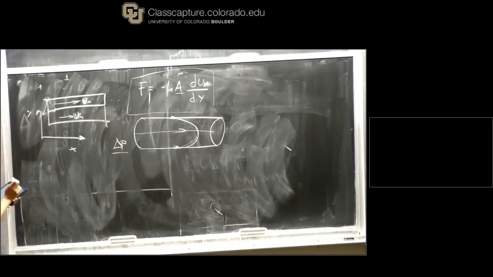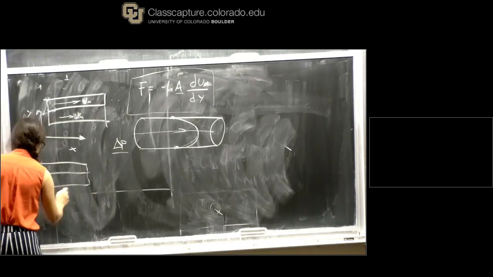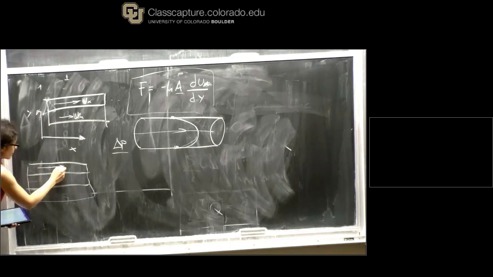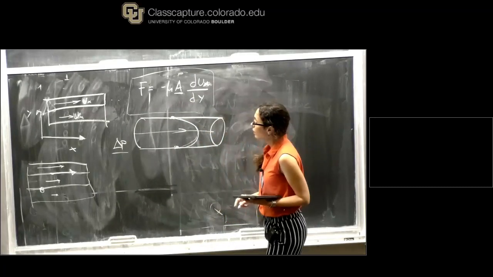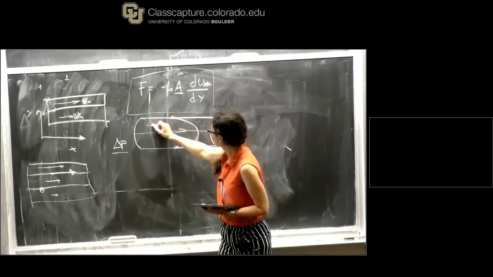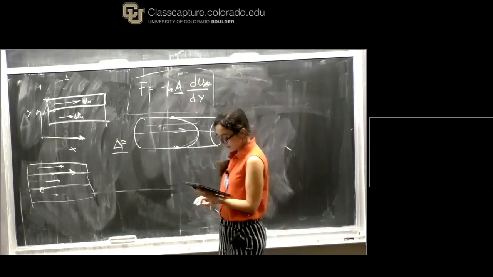You can look at the details in the notes because I'm running out of time, but basically the way to do it is to consider that you have this layer here, and this layer is in a way pulled by the layer at the top, but then dragged behind by the layer at the bottom. So you calculate these two forces, and then you subtract them. And then you have to keep track of the fact that because you're in a cylinder, the area of the interface changes as a function of the distance from the axis.